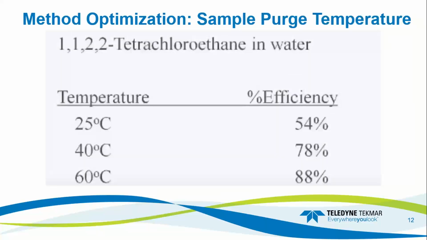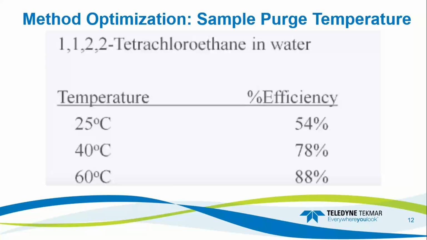Is your sample purge temperature too hot? An increase in sample purge temperature always increases the purge efficiency with which VOCs move from the liquid to the gas phase, but there is a trade-off here. The amount of water vapor that makes it onto the trap doubles for each 10 degrees C rise in sample purge temperature. As we can see here with 1,1,2,2-tetrachloroethane in water, displayed are various purge temperatures and percent efficiencies. As you can see from the temperature jump from 25 to 40 C, you get about a 24% increase in efficiency. But from 40 to 60 degrees C, you only see a 10% increase in efficiency.